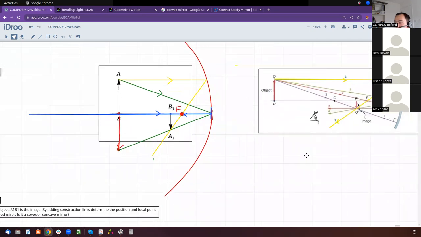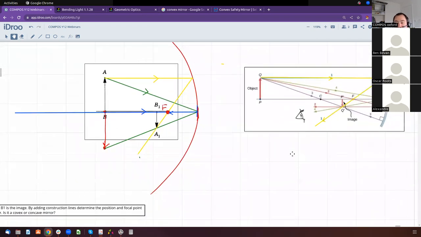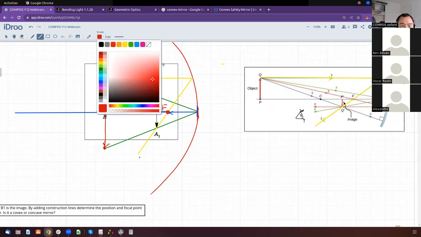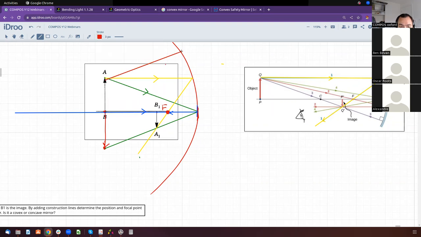No, from A to A1, you have any ray. So Oscar, any ray starting from A will go through A1. So if you draw a ray like this, it will pass through A1. If you draw a ray like this, it will pass through A1. And if you draw a ray like this, it will pass through A1, like this.